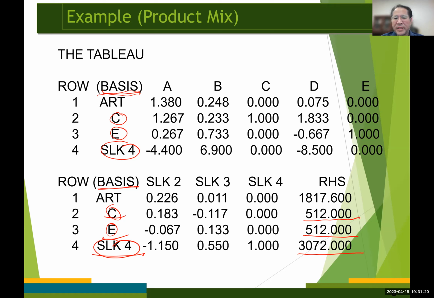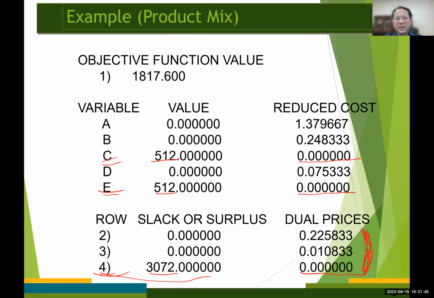So when there is a degeneracy, what's going to happen? The next basis changes while implementing the simplex algorithm may not result in an improvement in the objective function value. Because the current optimal solution is not degenerate, this indicates that the profit will increase about 23 cents per additional minute of available time on machine number 1. And the profit will increase about 1 cent per additional minute of available time on machine number 2, okay?